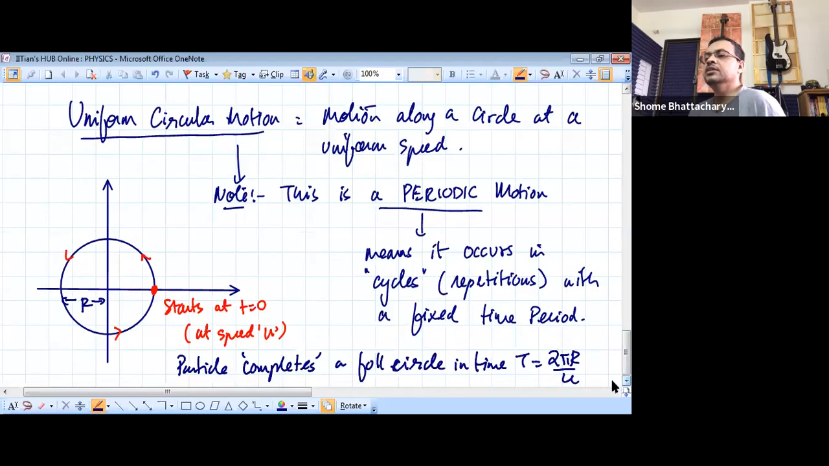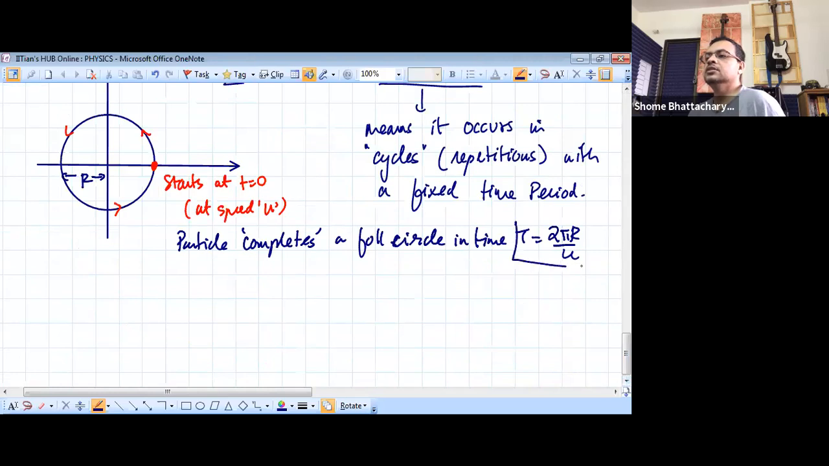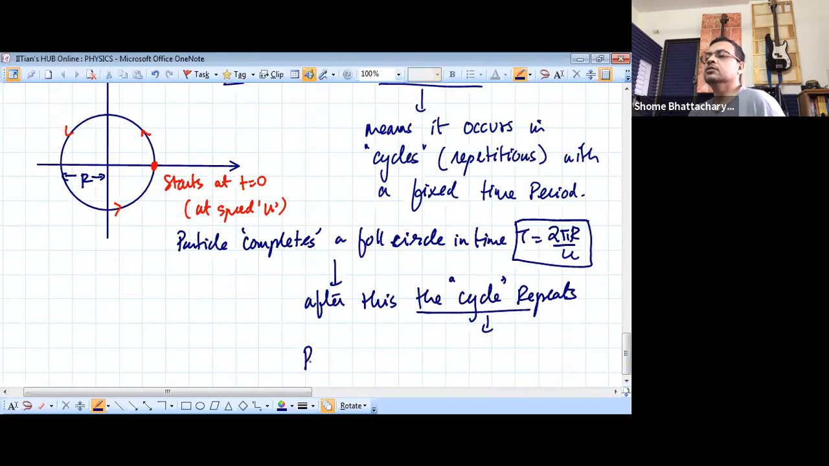And every time it completes the full circle, what happens is that after this, the cycle repeats. The cycle of motion repeats. So that's why we say that it is a periodic motion. Okay. And not only is it a periodic motion, but we have a formula for the time period, with time period equal to the circumference divided by the speed.